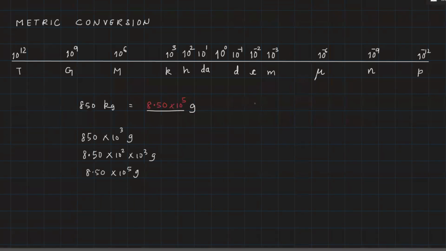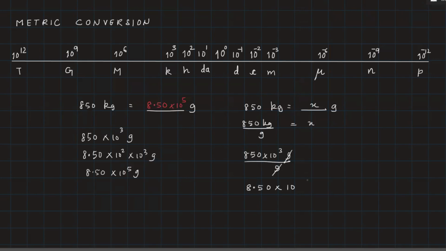If you want me to do it by the other method, this is 850 kilogram is equal to x gram. So x is equal to 850 kilogram over gram. So this is 850 into 10 to the power 3 gram. So that's the value of x. And if you want to write it as 8.50, then you make it 10 to the power 5. So that's the answer.